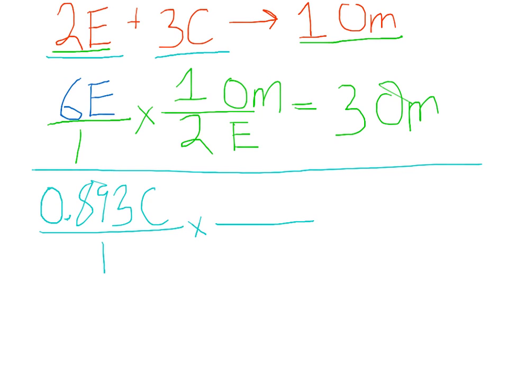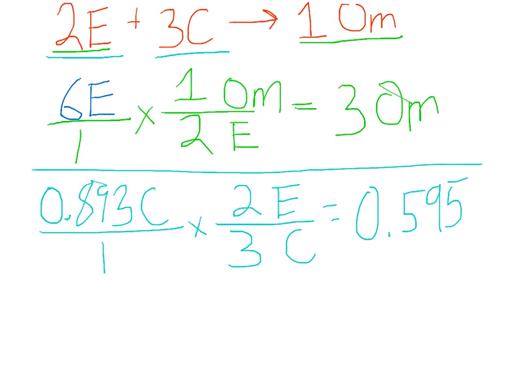So same setup. You take the amount you have, and you're going to multiply it times the mole ratio between what you want, which is eggs, and what you have, which is cheese. And then take those numbers, 3 cheese in the recipe and 2 eggs. Alright, I have to get a calculator for this. Alright, and I got 0.595 eggs. Okay, so there it is.